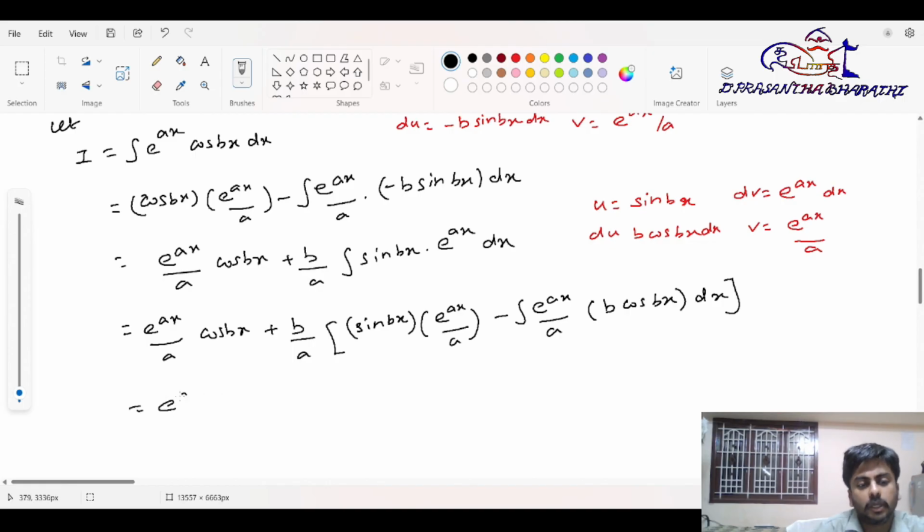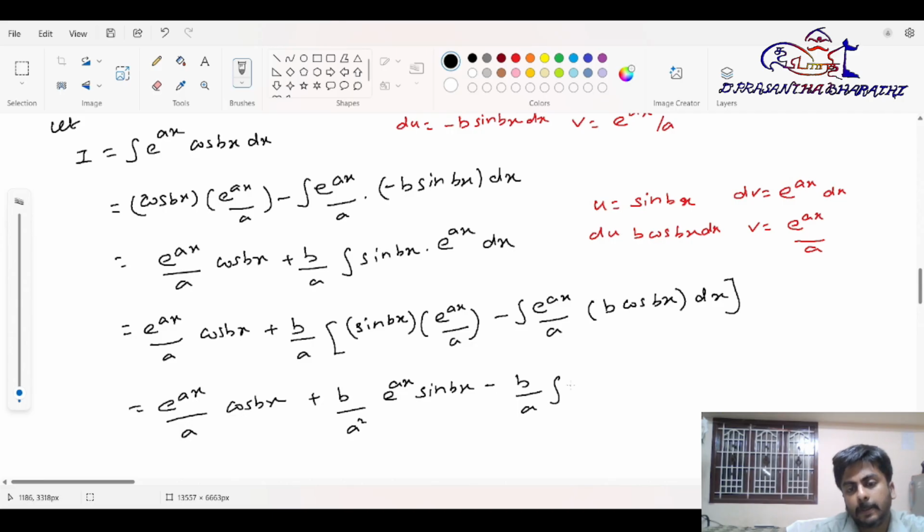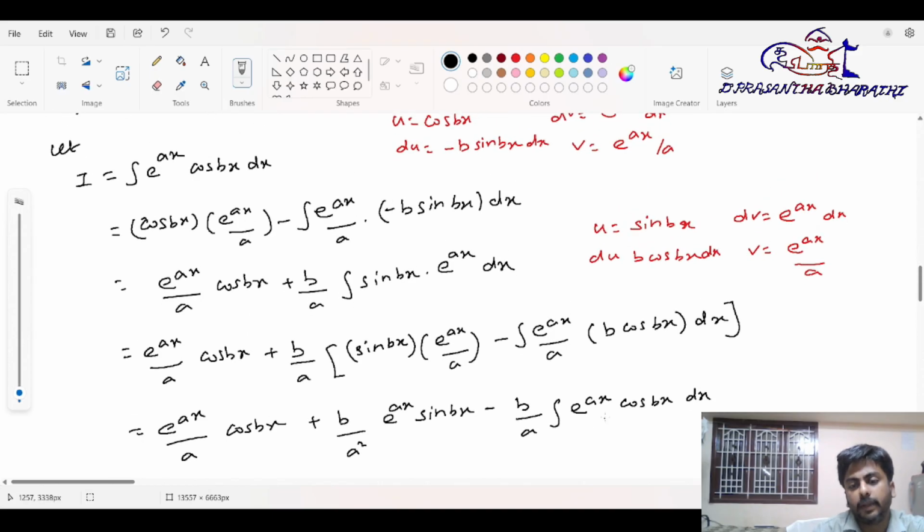The values are e power ax by a into cos bx plus b by a square into e power ax sin bx, minus b square by a square into integral e power ax cos bx dx. So what is this, e power ax cos bx dx?